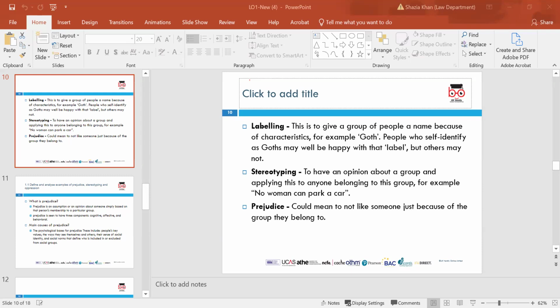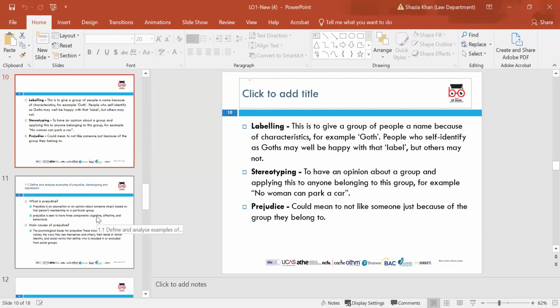Then we have stereotyping, which is to have an opinion about a group and apply this to everyone belonging to that group. For example, no woman can park a car. That's an example of stereotyping, thinking that's how it is, and being prejudiced. And then we've got prejudice, which could mean not liking someone just because of the group they belong to, without basing it on the facts. So it's really important that we don't do this.